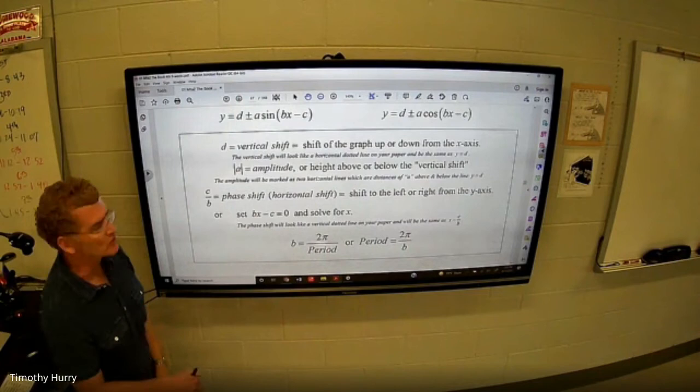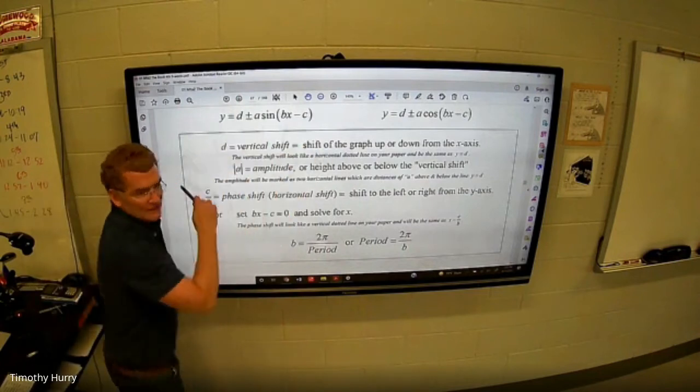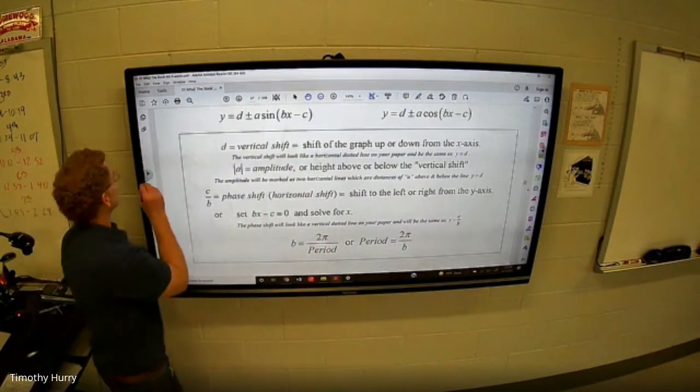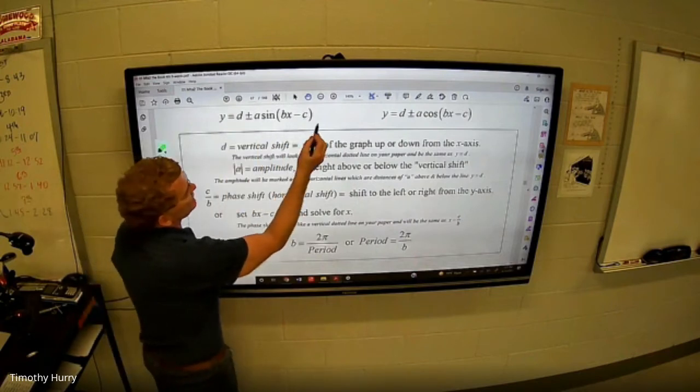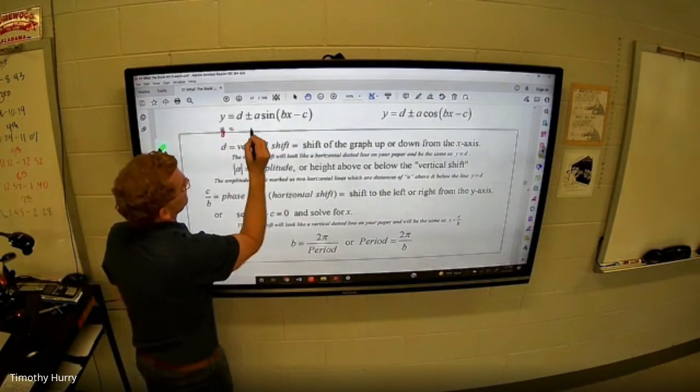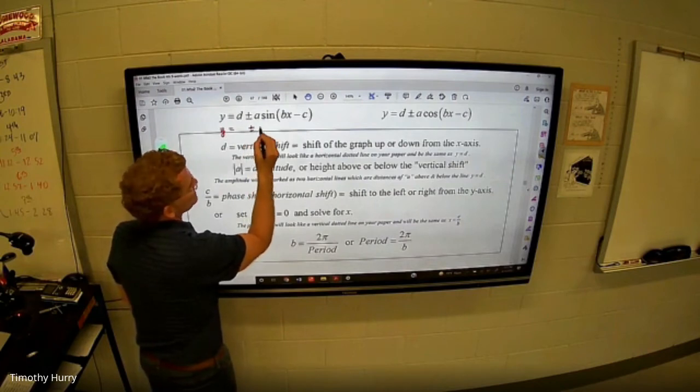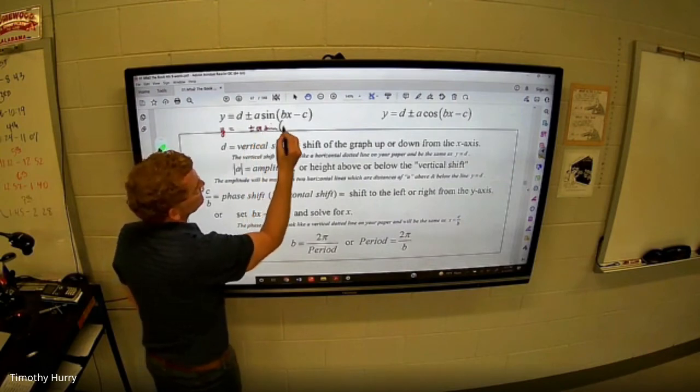Every trig function is going to look something like this, okay? You're going to have some lead number. And by the way, if you're wondering why they went D, A, B, C, this is the way it looked like when I was a kid. You'd have some positive or negative A value.